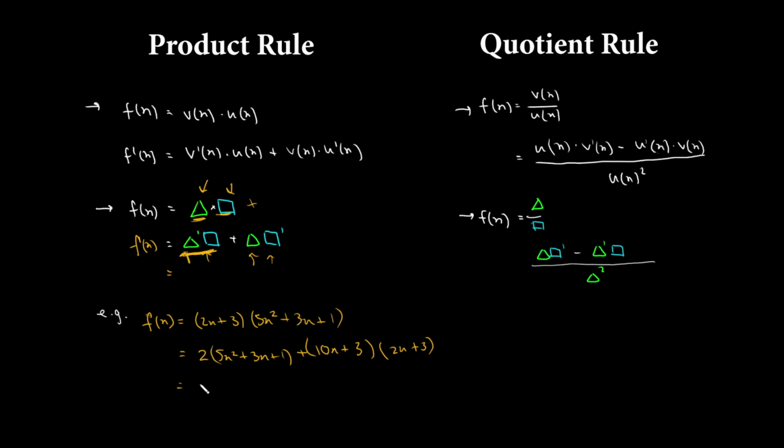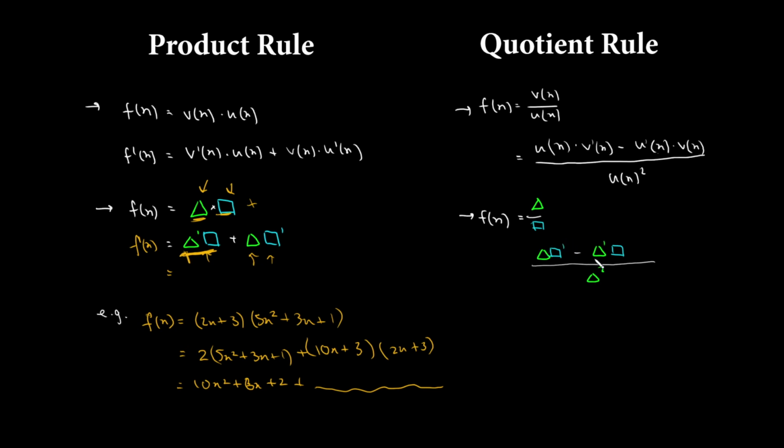And then from here, it's just simplifying. You derive one, copy down the next, and then derive the other, and then copy down the other. And then they're added to each other. Pretty simple. Quotient rule is a little bit harder to remember, but it's not that hard. If you follow the order that I go in, it won't be that difficult.